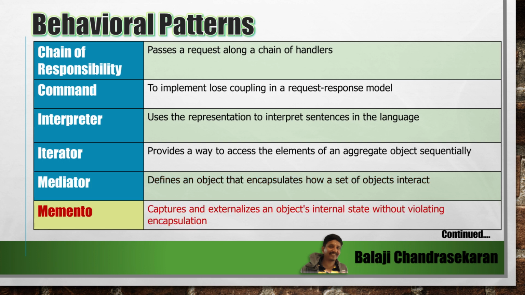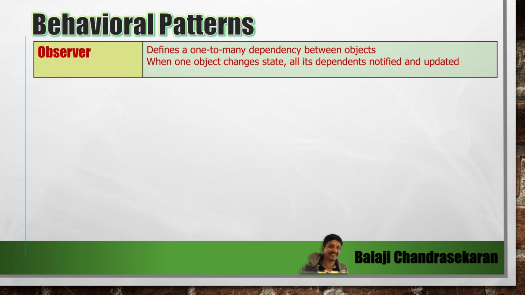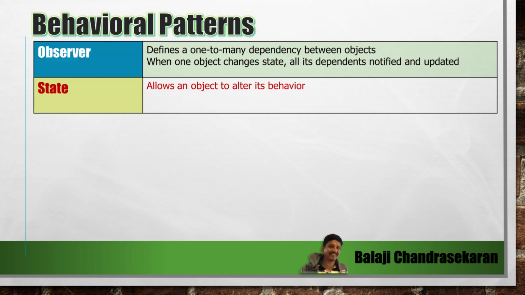Memento pattern captures and externalizes an object's internal state without violating encapsulation, so the object can be restored to that state later. Observer pattern defines a one-to-many dependency between objects so that when one object changes state, all its dependents are notified and updated automatically. State pattern allows an object to alter its behavior when its internal state changes, appearing to change its class.